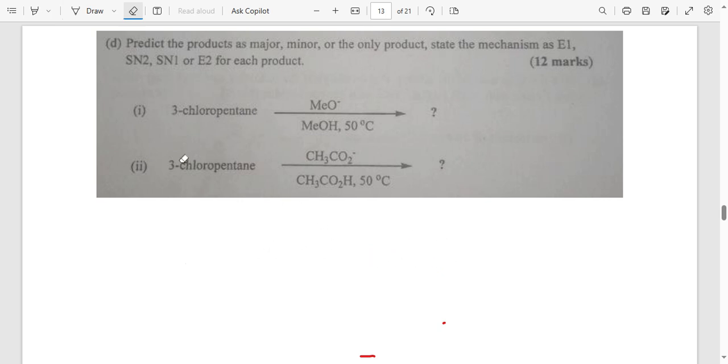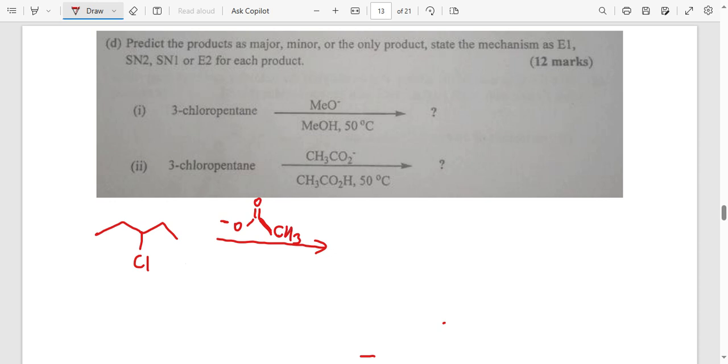So for the second one, it's the same structure that we were given on top. 5 carbons. At position number 3, we still have the chlorine. But then we are using CH3COO. How do I even write it? Okay, I've got a carbon double bond, oxygen like that. Okay, this is the one. This guy is coming from acetic acid.